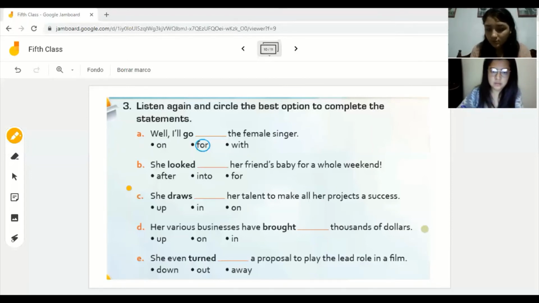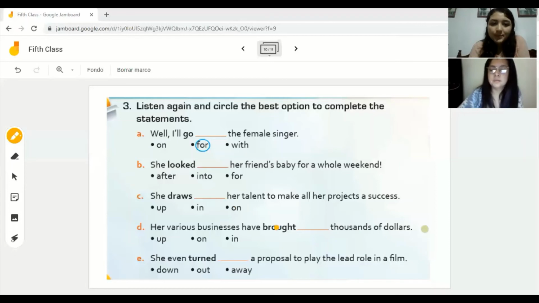The interesting news is, besides her wonderful career as a singer, she has been successful as a businesswoman. She draws on her talent and beauty to make all her projects a success. What people may not know is that Paulina is wise with money, and her various businesses have brought in thousands of dollars for herself and her family. Wow, I didn't know that. Yes, she even turned down a proposal to play the lead role in a film so she could continue running her businesses. That sounds very interesting, Angie. Tell us about her last album.